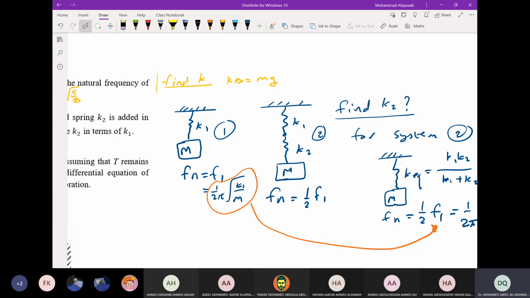Okay, so the idea is that we have two systems, but they are related with the natural frequency. That is, the second system has natural frequency equal to the natural frequency of the first system divided by 2, which is half F1. And the second system consists of a series of springs. And then you can simplify it this way.